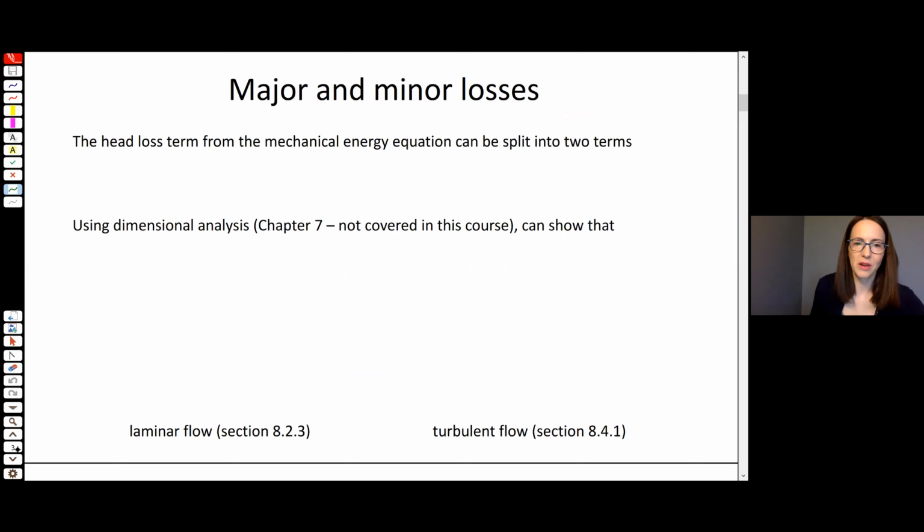Okay, so major and minor losses. The head loss term from the energy equation that we're all familiar with can be divided into major and minor losses.